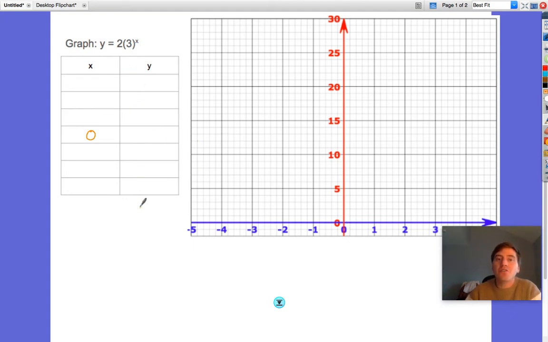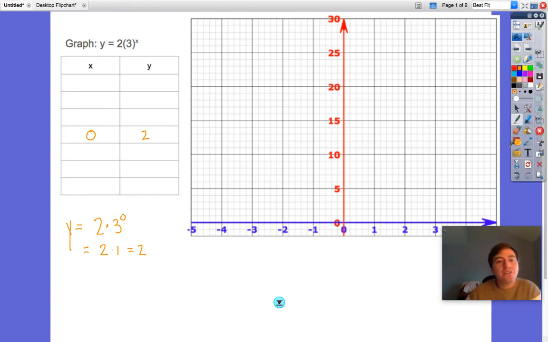0 is also, you'll find, the easiest one to find, because why? When we say y equals 2 times 3 to the xth power, if x is 0, we plug that in. What is 3 to the 0th? That is just 1. So we have 2 times 1, and it's 2. So we'll know here we're starting with 0, 2.